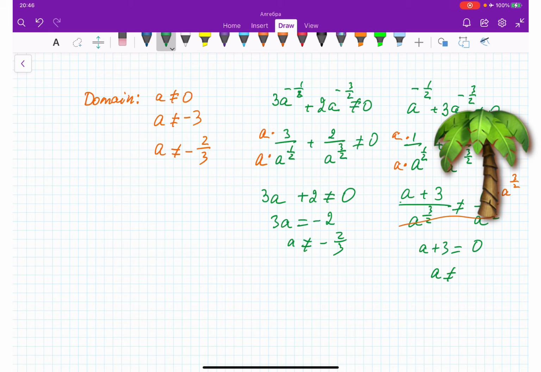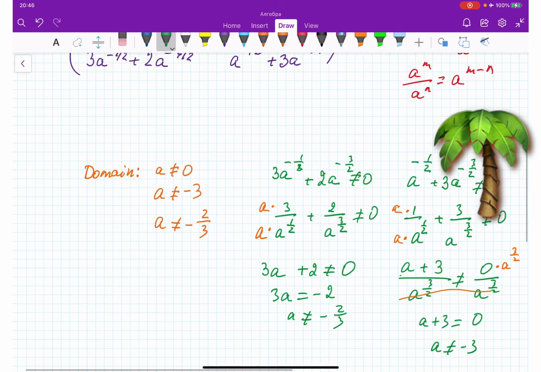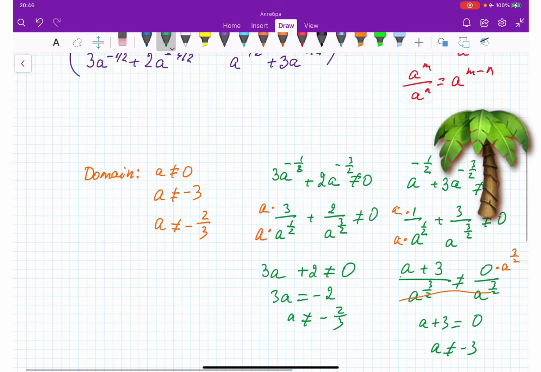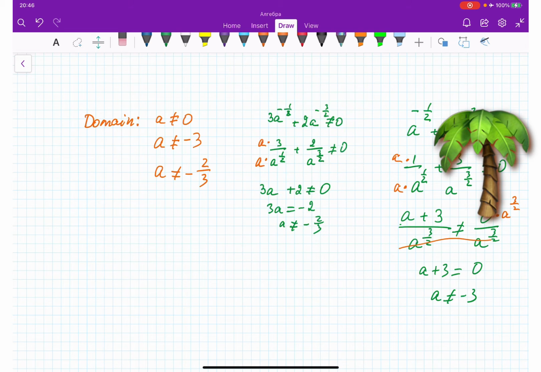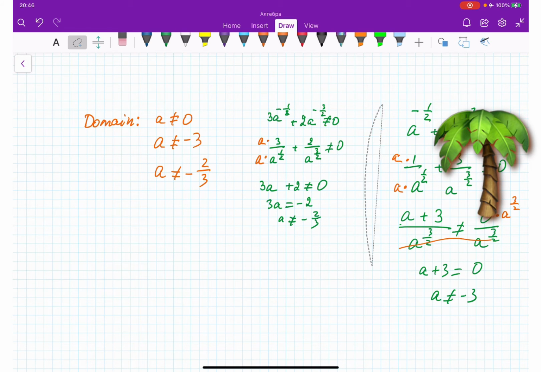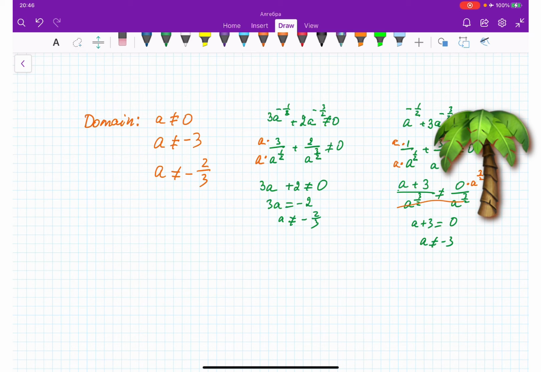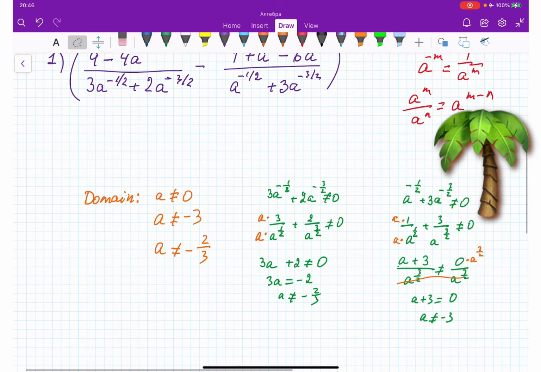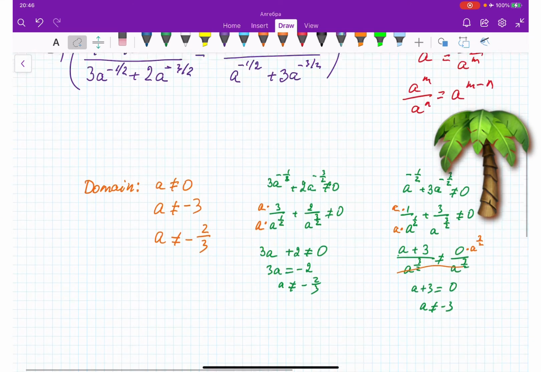a cannot be equal negative 3, which you see. And a cannot be equal 0. That's obvious because everywhere we have only a. If a is 0, the entire denominator is 0. So let me organize this piece more, because I'm going to keep it. It's part of our problem domain. Okay, once we have it, let's start solving. So let me write down.